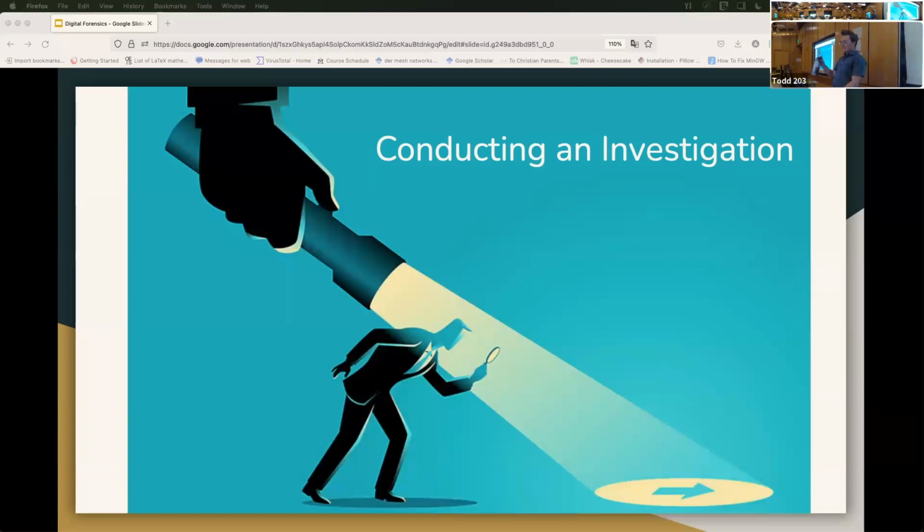So this leads us into conducting an investigation. What we've covered so far really is what is digital data, what is digital evidence. We've talked about some key principles to guide our investigation. So let's go into some of the steps that are going to go into conducting said investigation.